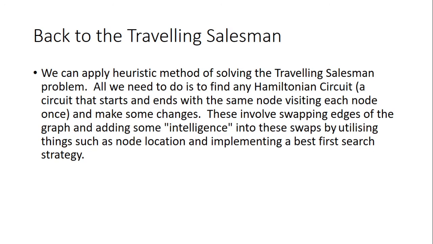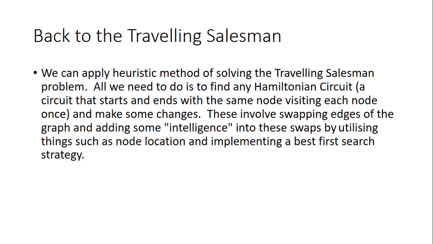Okay, so back to traveling salesman. So a heuristic method for solving traveling salesman: all we need to do is find any Hamiltonian circuit. Like it says there, a circuit that starts and ends with the same node visiting each node only once, and make some changes. These changes involve swapping edges of the graph and adding some intelligence into these swaps by utilizing things such as node location and implementing a best first search strategy.